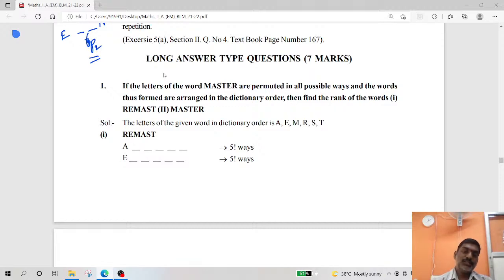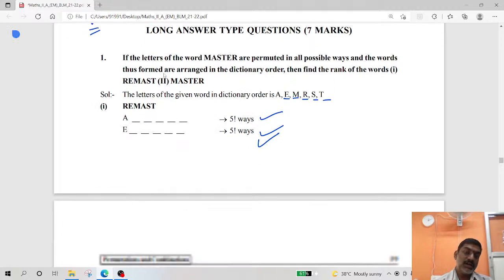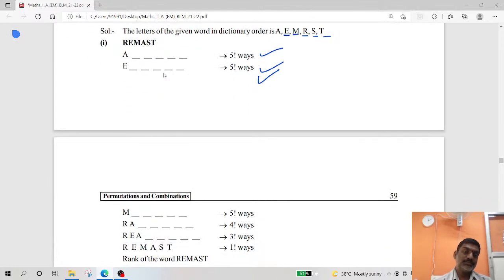A is placed in the first position, then 1, 2, 3, 4, 5 more 5 places are there with 5 letters in 5 factorial ways. Then next we can start with E, again we can arrange them in 5 factorial ways. Next we can start with M, again 5 factorial ways. Next R. R is the required letter, so replace R. Here place R, and again you can search for the next letter.